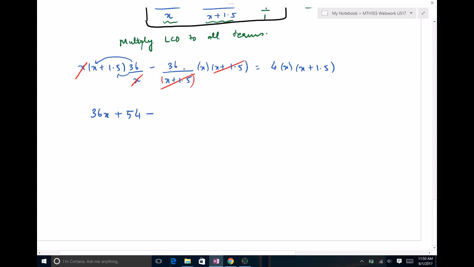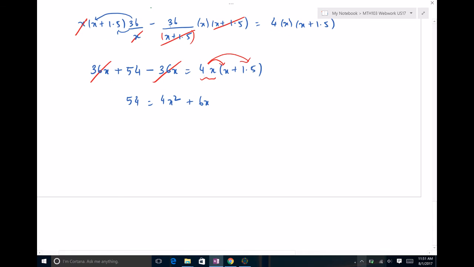Minus 36 times just x is 36x. Now we got rid of the x plus 1.5, remember? And on the right hand side, I have 4x times x plus 1.5. So on the left hand side, I can simplify: the 36x and the 36x cancel. And on the right hand side, I need to multiply this 4x inside to both of these terms. So I get 54 equals 4x times x is 4x squared, and 4x times 1.5 is plus 6x.